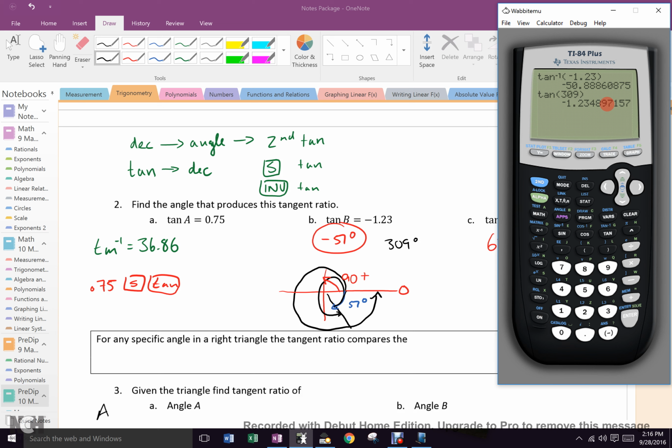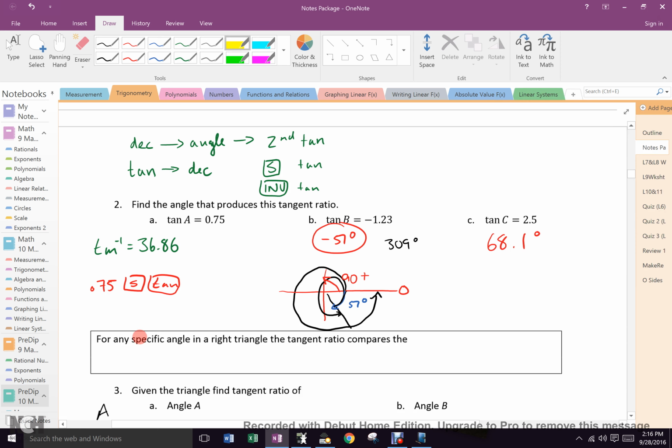Okay. Now, what does this say? For any specific angle. Any specific angle means the acute ones. So the acute angles are the ones that are less than 90 degrees. In our math, right now, we are only going to deal with angles less than 90. Okay?